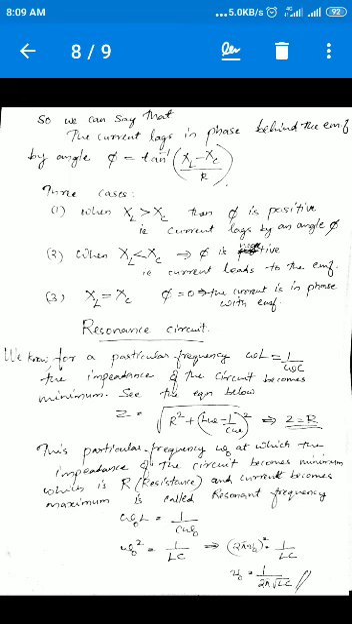Omega 0 is 1 by root of LC, and that is where nu 0 will be 1 by 2 pi root of LC. So this frequency is the selection frequency, or this is the frequency at which the LCR circuit offers minimum resistance to the circuit. That means maximum current will be passed through the circuit, and it is a selection frequency or selecting frequency.